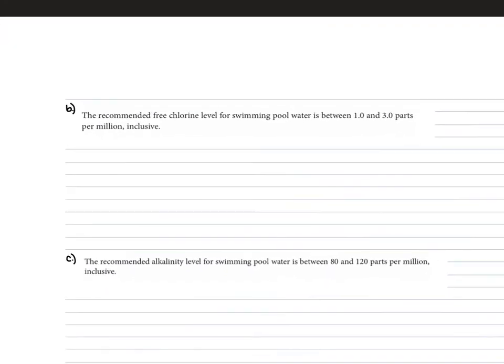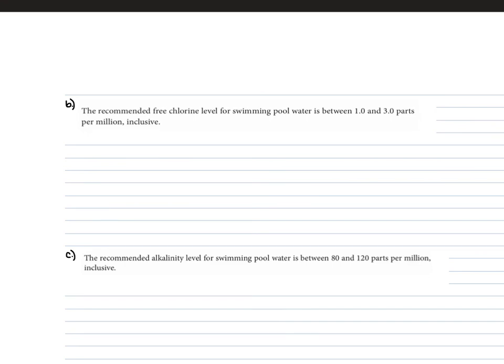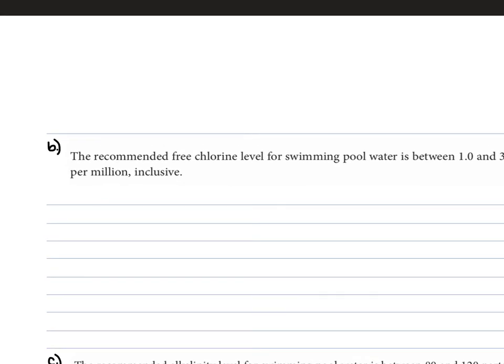For our next example, it says the recommended free chlorine level for swimming pool water is between 1.0 and 3.0 parts per million inclusive. So again, it includes that. So we're going to have a 1.0, we're going to have a 3.0. Our variable is x. It's between these two, so it's going to be greater than or equal to 1, but less than or equal to the 3. So on our graph, we're going to have a 1.0, we're going to have a 3.0, and the lines are going to go into each other with closed circles.